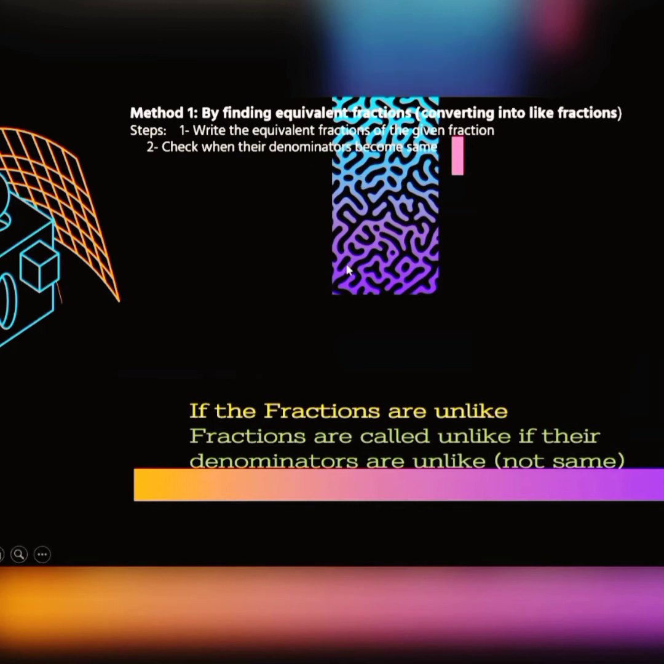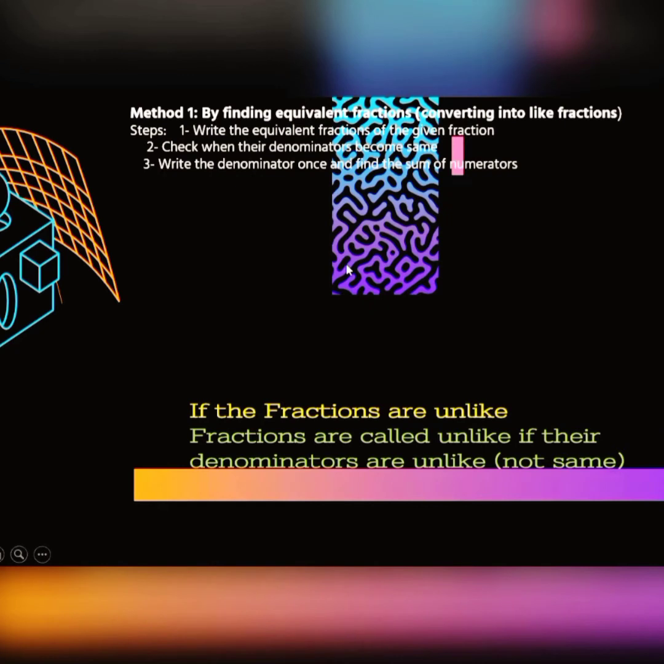Next step, write the denominator once and find the sum of the numerators. For example, 2 upon 5 and 3 upon 5, you need to find the sum of these two fractions.